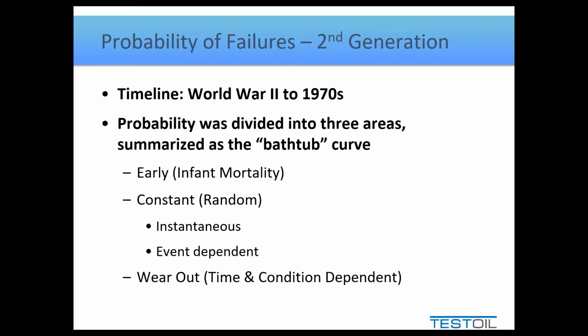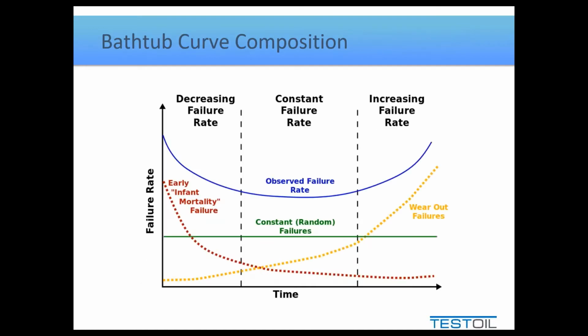But somebody then looked at this and said, you know, you can put them all together. So let's give you a visual on that. Here we have the early, the red curve, the constant, the green curve, and the wear-out, the yellow curve. But if you add all three together, you'll get that blue curve, which is the bathtub curve. So let's just go through each of these four curves quite briefly, but just lead us up to the discussion about the bathtub curve and why it's so popular, but why it doesn't really work.